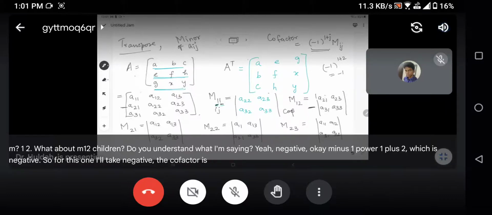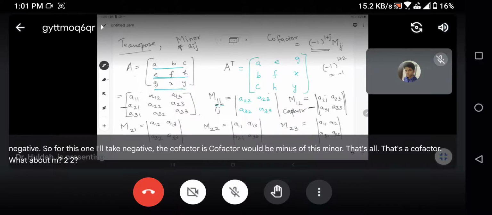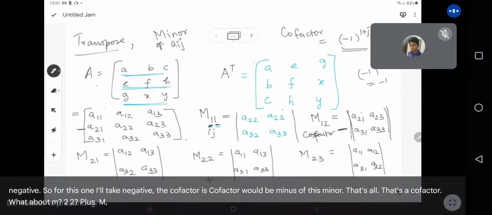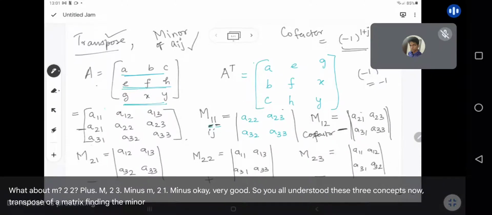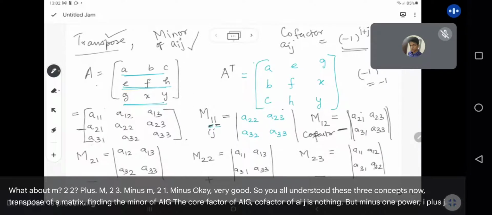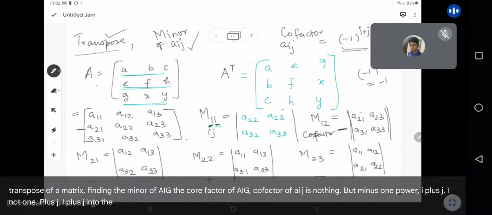So for this one, I'll take negative. The cofactor would be minus of this minor. That's all. That's a cofactor. What about M22? Plus. M23? Minus. M21? Minus. Okay, very good. So you all understood these three concepts now: transpose of a matrix, finding the minor of Aij, and the cofactor of Aij. Cofactor of Aij is nothing but minus 1 power i plus j into the minor of it.